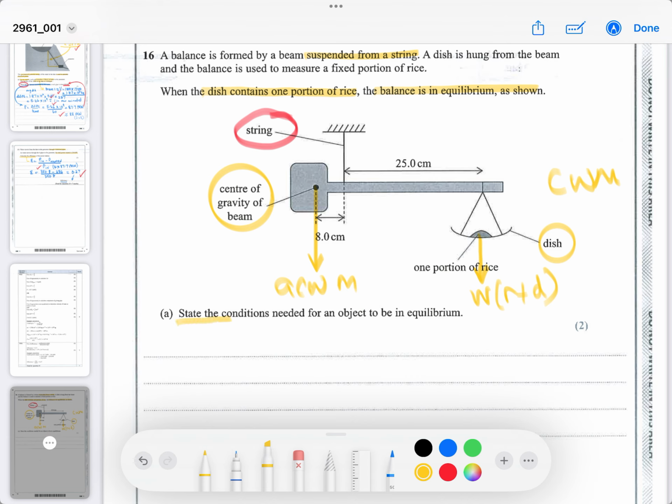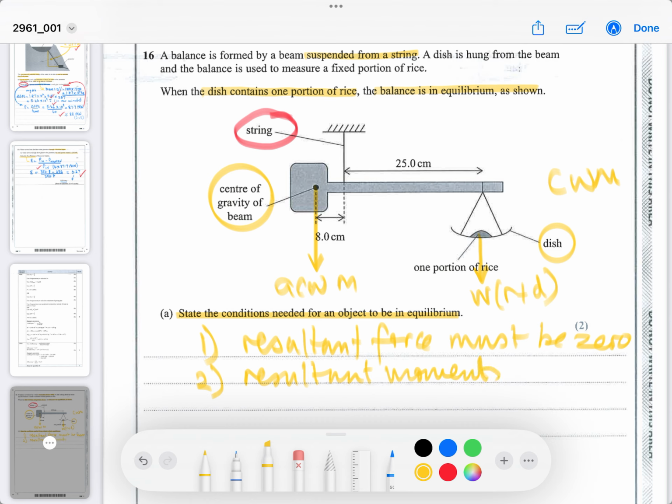But before they do that, they want you to state the conditions needed for an object to be in equilibrium. There are 2 conditions. First one, the resultant force, that means all the forces added together, must be 0. They must add up to 0. Remember, they're vectors, and they can come in any direction. And second of all, the resultant moments taken about any point, you should say.